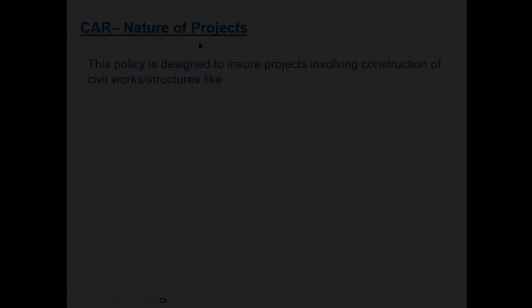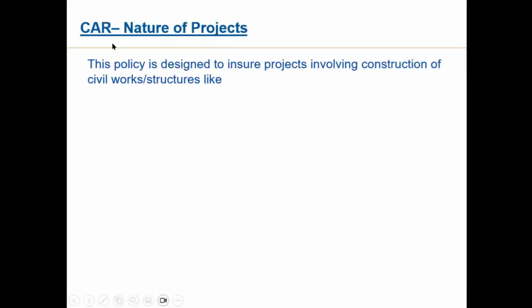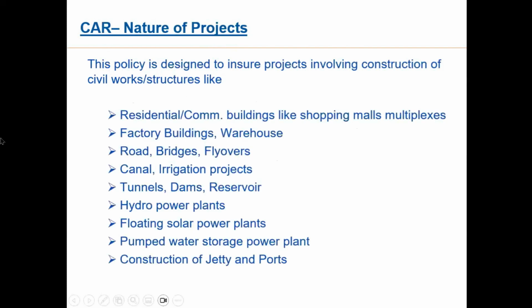So what kind of projects can be done under contractors all risk policy? This policy is designed to provide cover for projects involving construction of civil works and structures, like residential buildings, factory buildings, roads, bridges, flyovers, canals, irrigation. These are wet risk. I'll explain what I mean by wet risk.